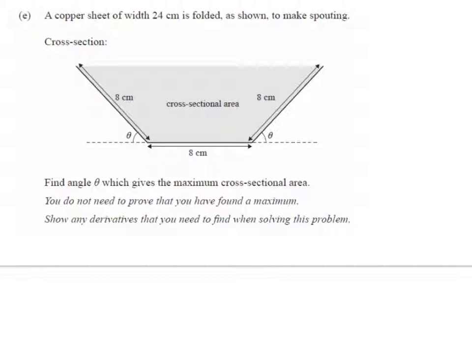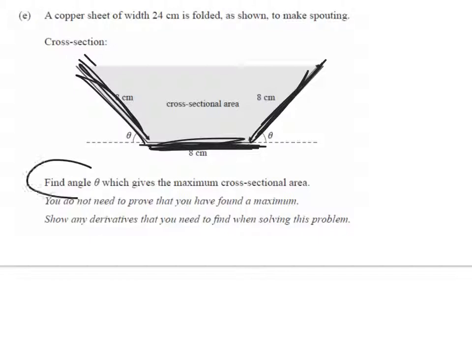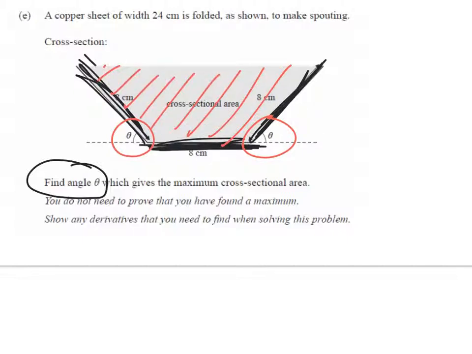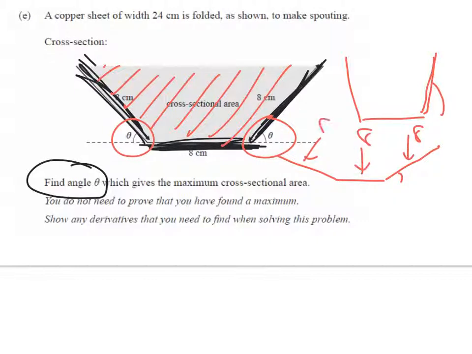Alright, so a copper sheet of width 24 centimetres is folded, as shown, to make spouting. So here's 8 centimetres here, 8 centimetres here, and 8 centimetres here. We're asked to find the angle theta, which gives us the maximum cross-sectional area. So we're looking at whether it's better to make a trapezium that's got a very big angle here, or whether it's better to make one that's got a very shallow angle, where each of these bits is 8 centimetres long.